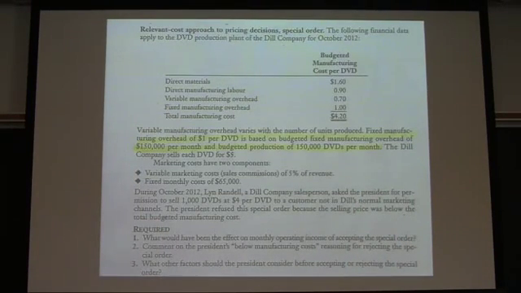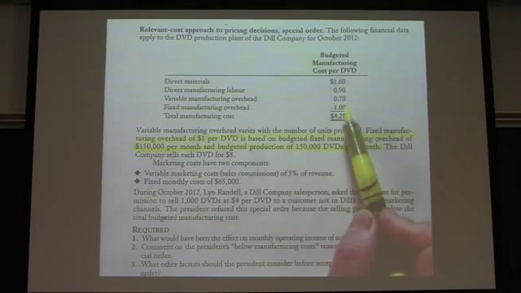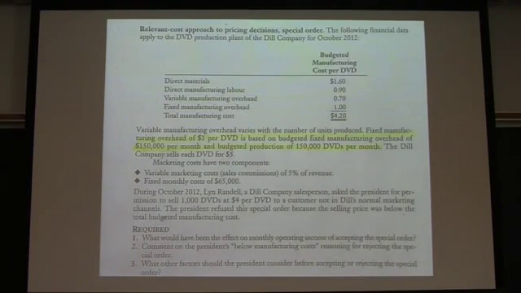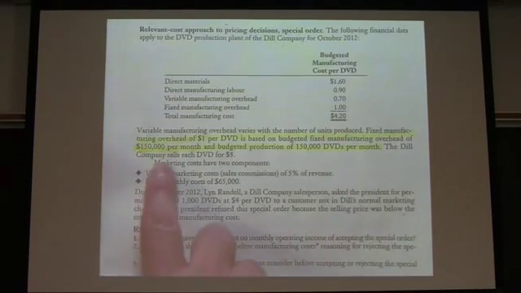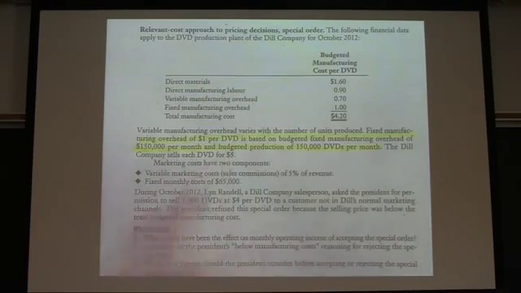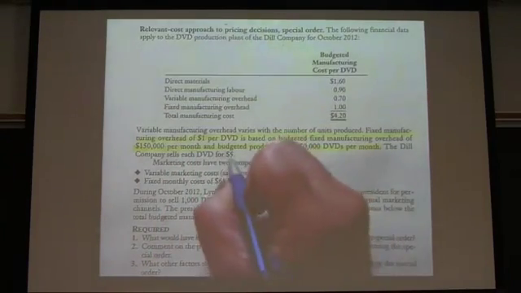When you're allocating a fixed overhead cost per unit, it's always based on some sort of budgeted total for the entire year. So how much was the budgeted overhead and how much is the budgeted per unit production? That gives us a budgeted manufacturing overhead of $1 per unit. Dill sells DVDs for $5, so that's their sales price.